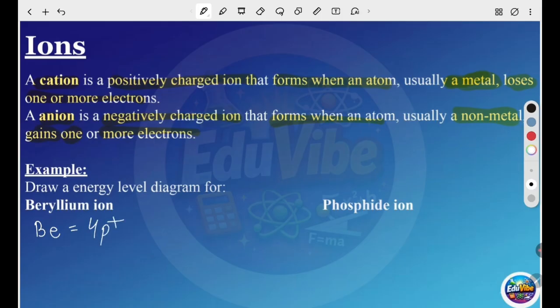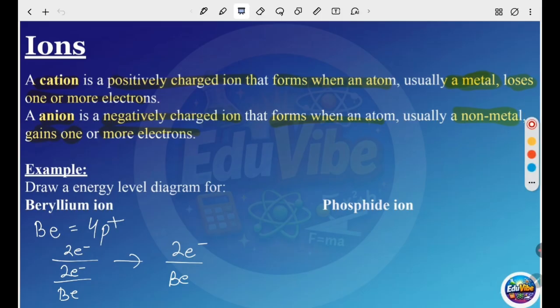So we have to make the first energy level diagram for this, like Be over there. First we have 2 electrons, second one again has 2 electrons, and they complete the shell. So if we make the energy diagram for that ion, we have Be with 2 electrons. We always look at the outermost shell. In that case we have an outermost shell of 2 electrons.